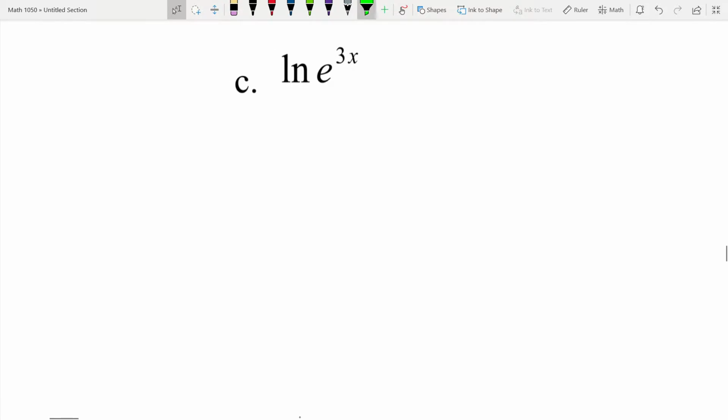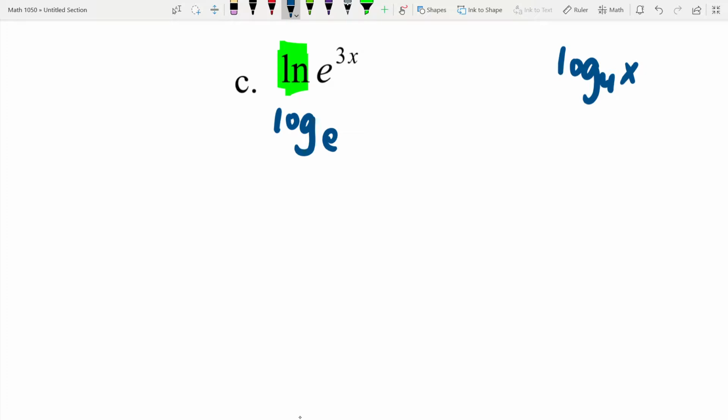Everybody freeze right here for 2 seconds. Everybody gets all freaked out about ln. ln is not scary. It's not any scarier than this, like log base 4 of x. Is that scary? No. ln is exactly the same as, tell me, log base e. So isn't ln a log? Yeah, it's log base e. So this is just log base e of e to the 3x.